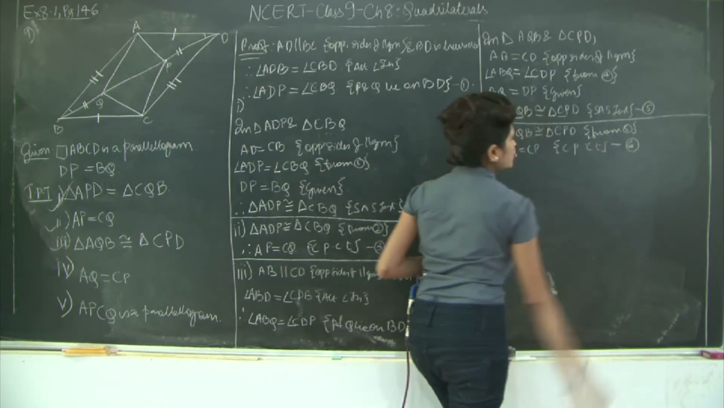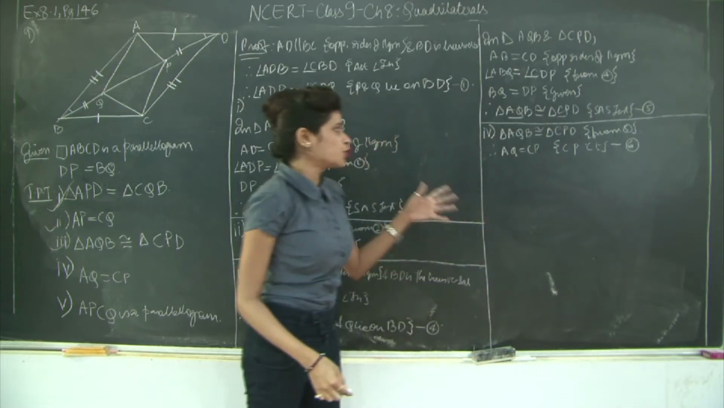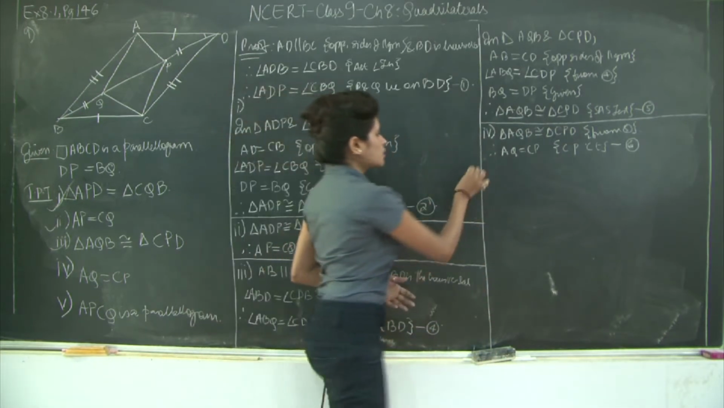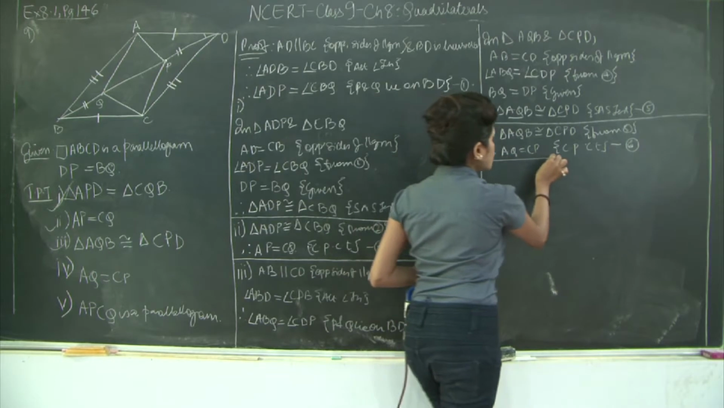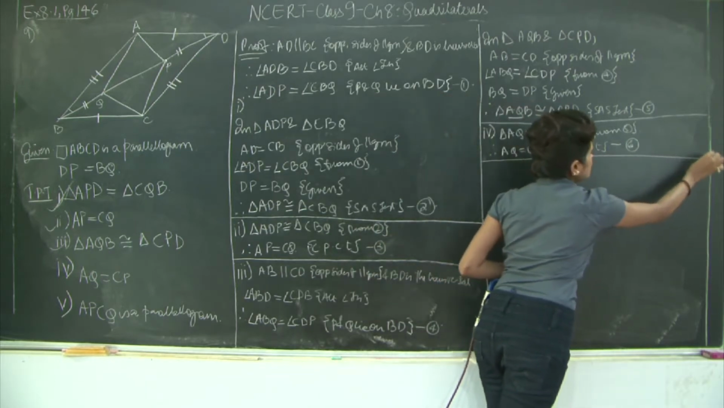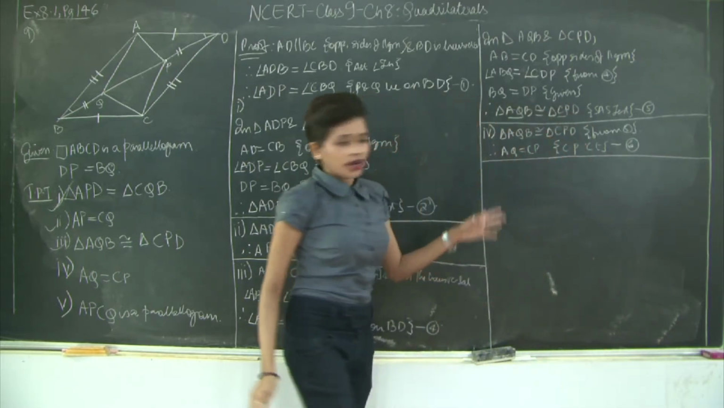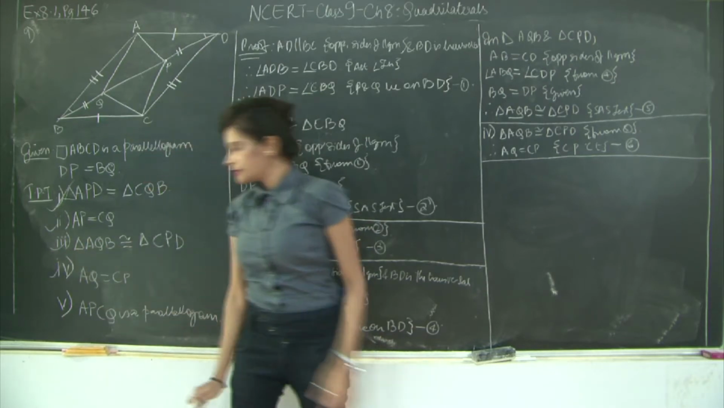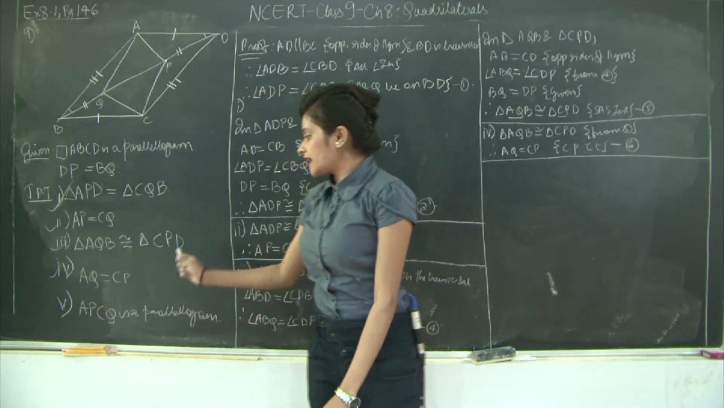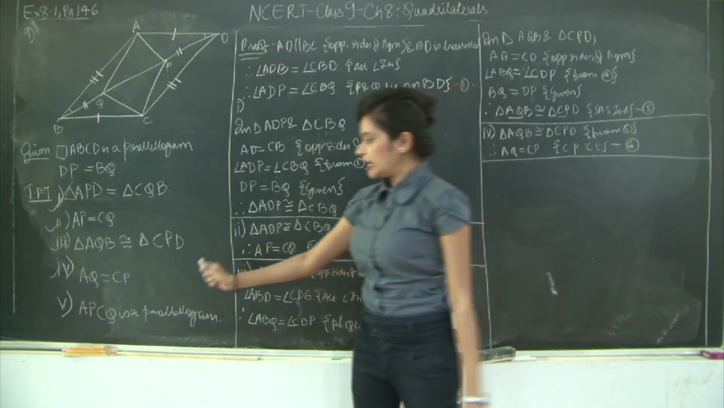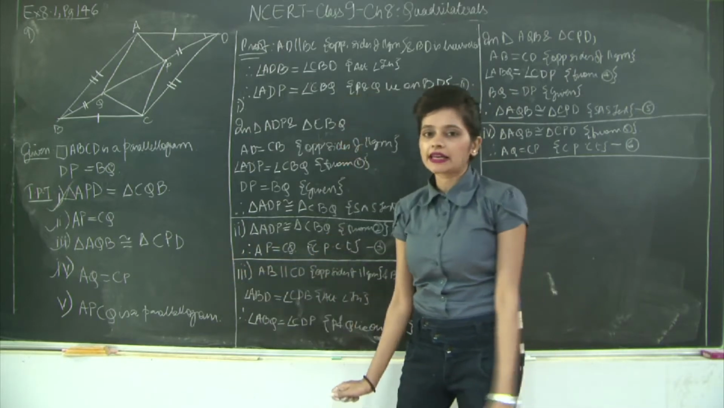Whenever you draw conclusions, just mark the equations. You may or may not need these equations in future, but it's always a good practice to mark them so that you can take reference later on. So now the fourth part is also proved. We need to prove that the quadrilateral APCQ so formed is a parallelogram.